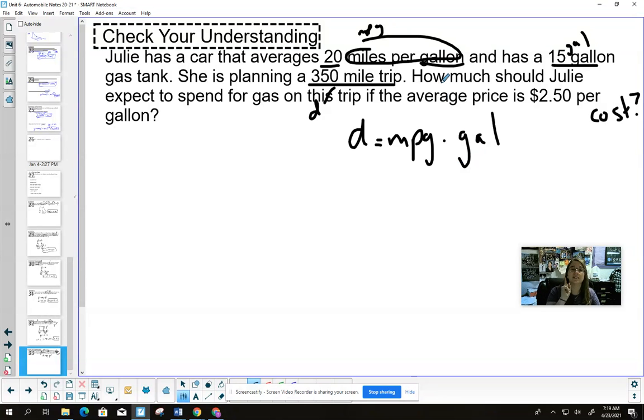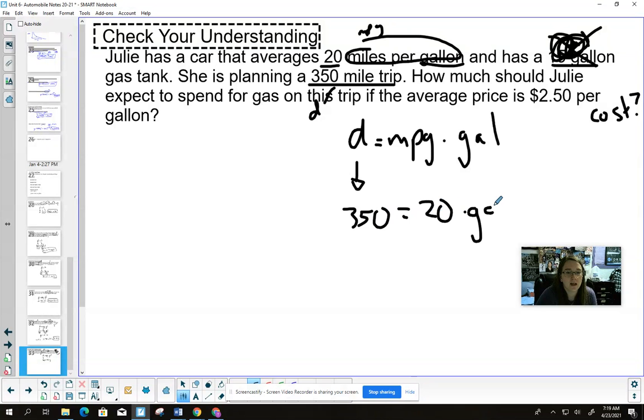So here's the number that doesn't matter. It doesn't matter how big your tank is, right? You're just going to fill it up again. If your tank empties out, you just buy more gas. So it doesn't matter how big her tank is to figure out how much she's going to be spending on gas. She has to make the trip, right? So that doesn't matter. She will just refill her tank if she runs out. It does matter how many miles she gets to the gallon. So you should not have used the 15. You should have plugged in the 350 here.